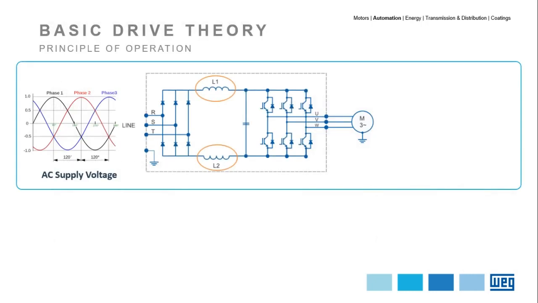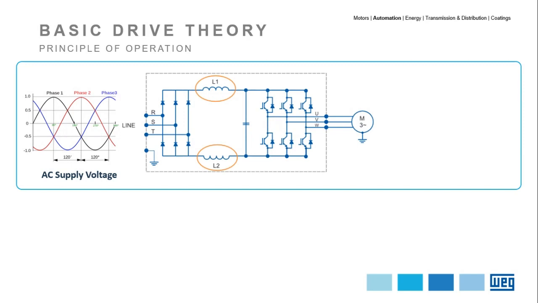But then how does a frequency inverter work? The construction of a typical 6-pulse low-voltage drive can be divided into three main sections: the input diode rectifier bridge, the DC link, and the inverter unit. First, the AC input voltage passes through the rectifier, which is composed of 6 diodes.